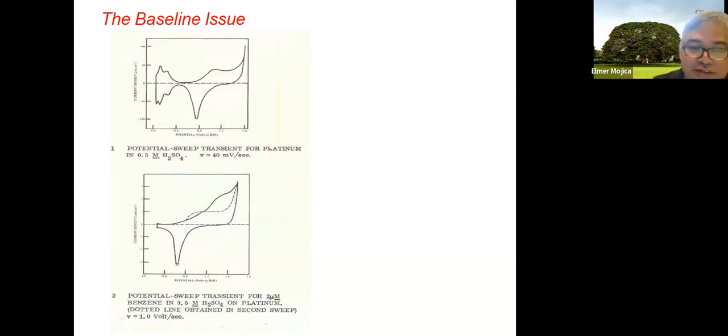So this is just, we could say, platinum in 0.5 molar sulfuric acid at a scan rate of 40 millivolts per second. So the difference of this over this one, so this is what? Benzene in 0.5 molar sulfuric acid. So there is a difference that you could see here. So look at the difference in this one.